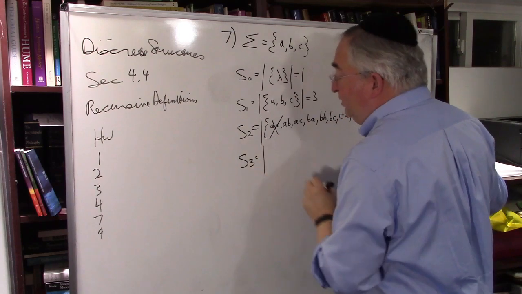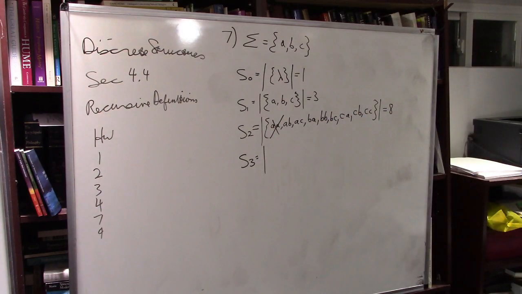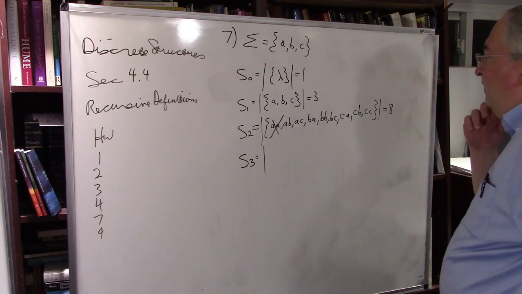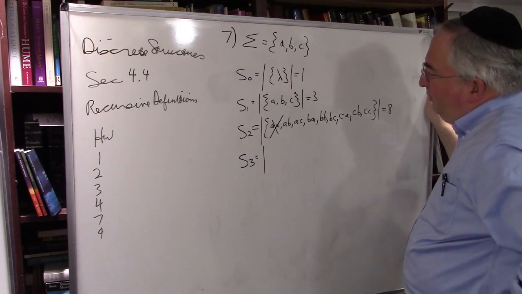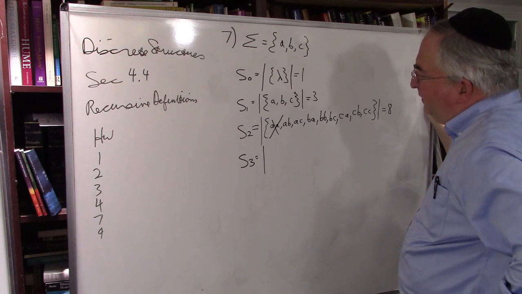Good. Let's do S3 because we're going to need it. The book doesn't say to do it, but we're going to need it. I don't want to write all 27 words.